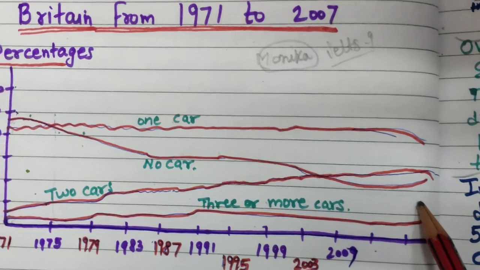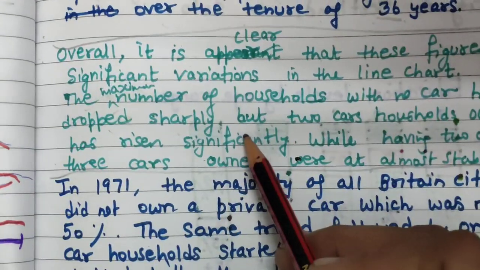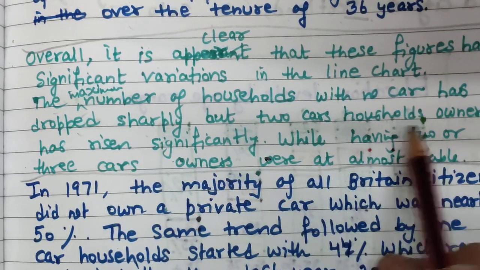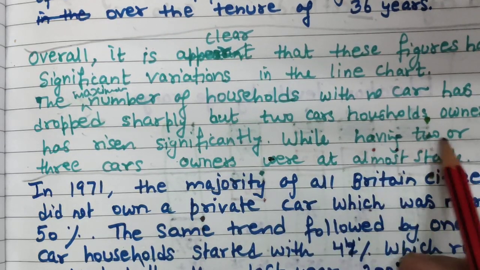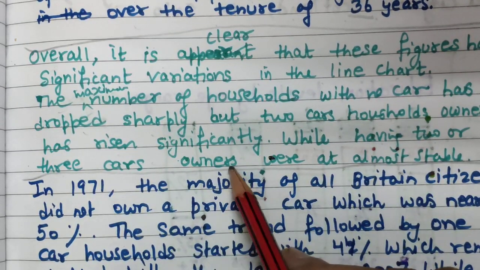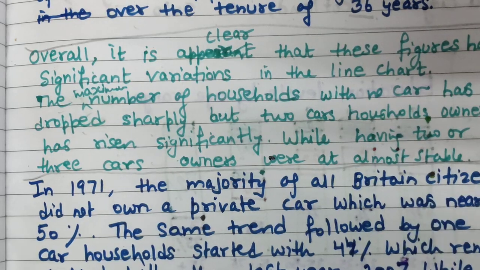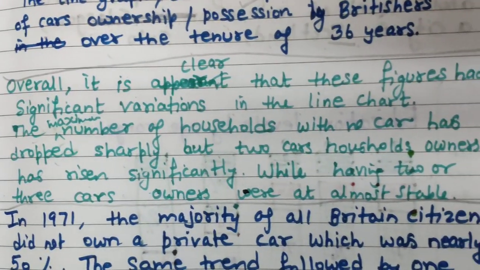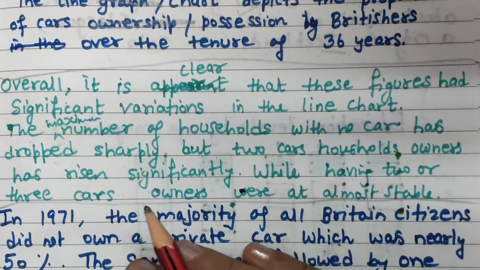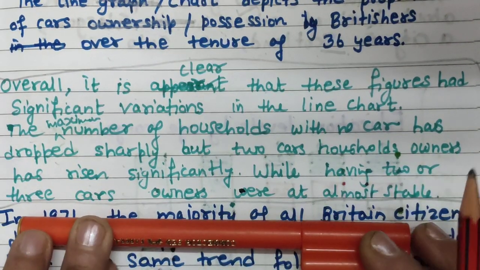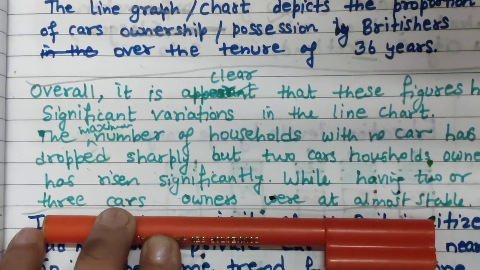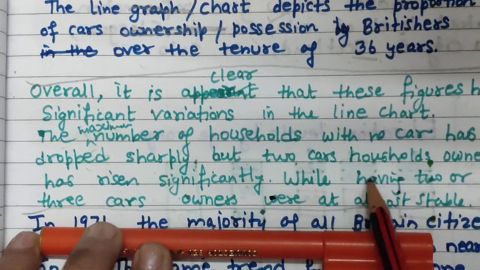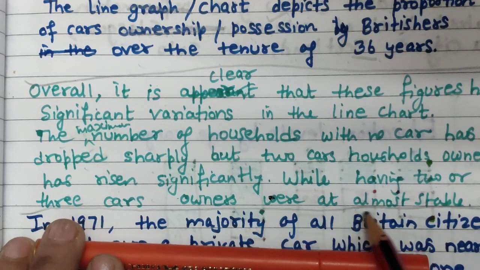It had dropped from here to here, but 2-car household owners have risen significantly, while those having 2 or 3 cars were almost stable. So this is the overall point of view. Just look at the green part only, where we discussed the maximum also, and while those having 2 or 3 cars were almost stable.